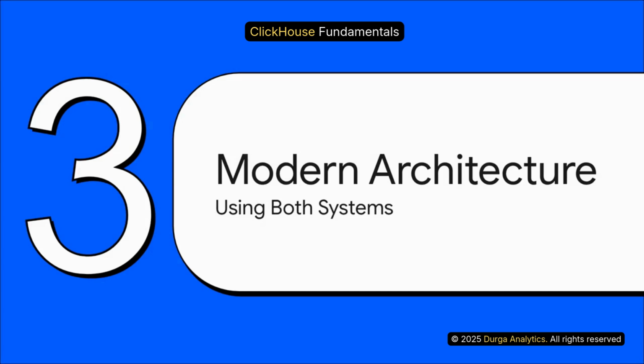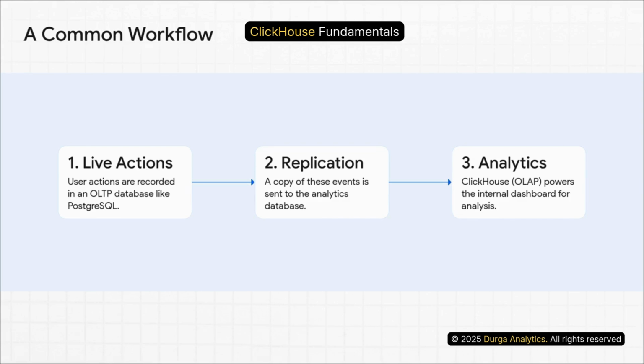So, look, this isn't about one being better than the other. In the real world, you don't choose between them. A modern data architecture uses both for what they do best. A really common pattern looks just like this. Your live application runs on a transactional database like PostgreSQL, handling user accounts and orders. But every time an event happens, a copy is replicated over to your analytical database. That's where ClickHouse takes over, powering the dashboards that your business teams use to analyze trends and performance across millions or even billions of events.